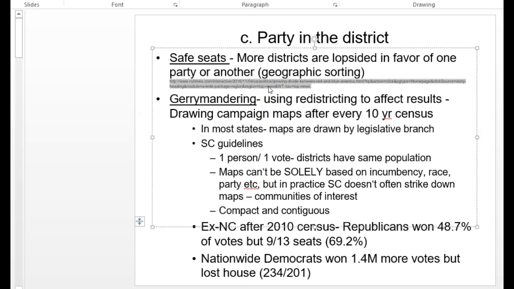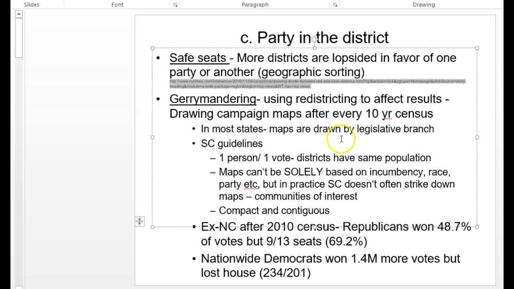Now, also related to this is the question of gerrymandering. And gerrymandering is using redistricting or drawing election maps to affect the results. We draw campaign maps after every 10-year census, and at the federal level, of course, we're talking about the House, not the Senate. We're talking about the House because the Senate, of course, the boundaries are the entire state. But when it comes to the House, the maps have to be redrawn to show where population is.